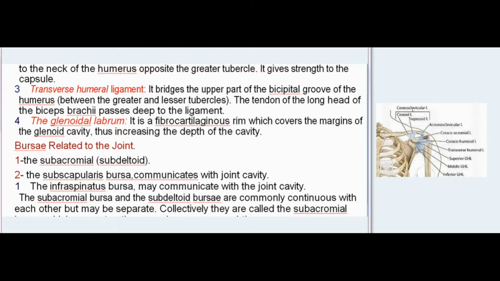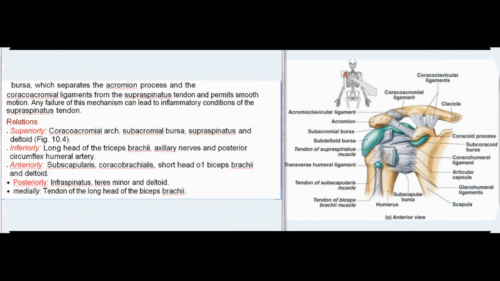Bursae related to the joint. 1. The subacromial, subdeltoid. 2. The subscapularis bursa communicates with the joint cavity. 3. The infraspinatus bursa, may communicate with the joint cavity. The subacromial bursa and the subdeltoid bursae are commonly continuous with each other but may be separate. Collectively they are called the subacromial bursa, which separates the acromion process and the coracoacromial ligaments from the supraspinatus tendon and permits smooth motion. Any failure of this mechanism can lead to inflammatory conditions of the supraspinatus tendon.